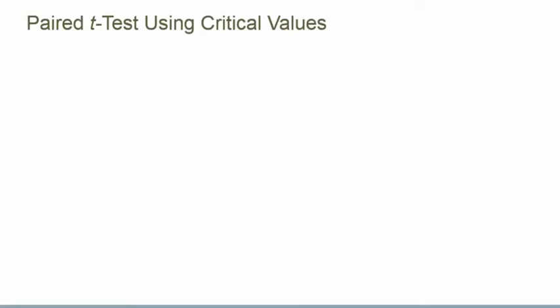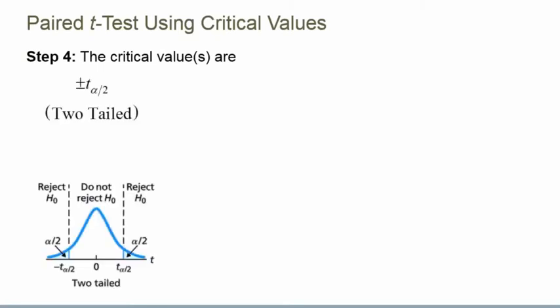Paired t-test using critical values. Step 4. The critical values are plus or minus t sub alpha divided by 2, two-tailed. For a two-tailed test, our rejection region is to the left of negative t sub alpha divided by 2 and to the right of t sub alpha divided by 2, and each area is alpha divided by 2.